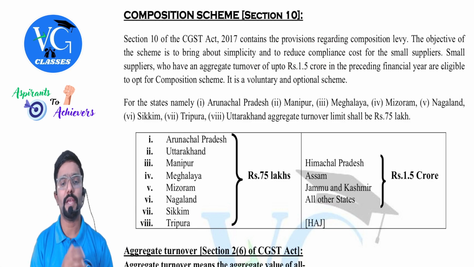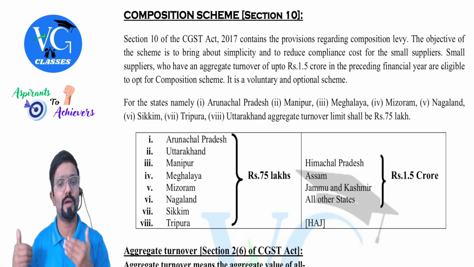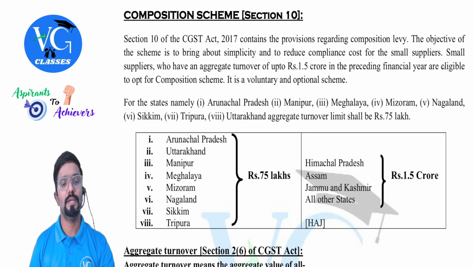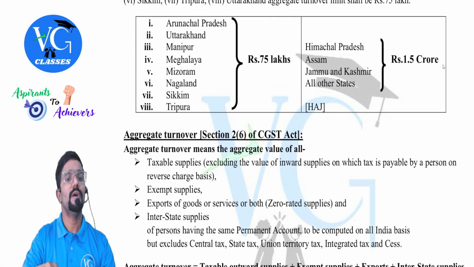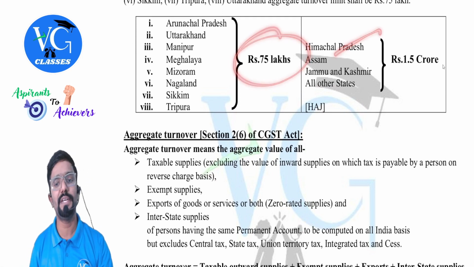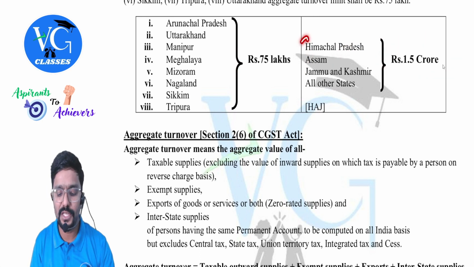For the states, namely Arunachal Pradesh, Manipur, Meghalaya, Mizoram, Nagaland, Sikkim, Tripura, Uttarakhand, the aggregate turnover limit is 75 lakh. Yes, so you can see I have also given a table here. Guys, for 8 states, it is 75 lakh. Rest all the states and union territories, how much? 1.5 crore. I have also mentioned 3 states here.